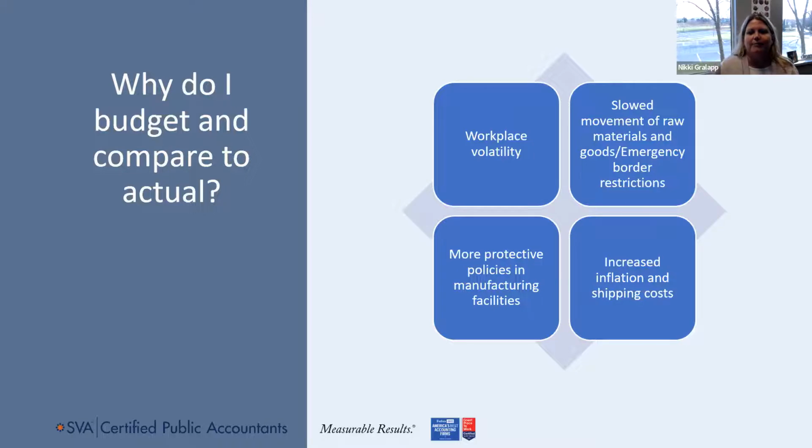Something you need to think about. Slow movement of raw materials and goods. There are still border restrictions, so you just can't get something. So what does that look like within your budget? What does that look like for your sales? Increased inflation and shipping costs.